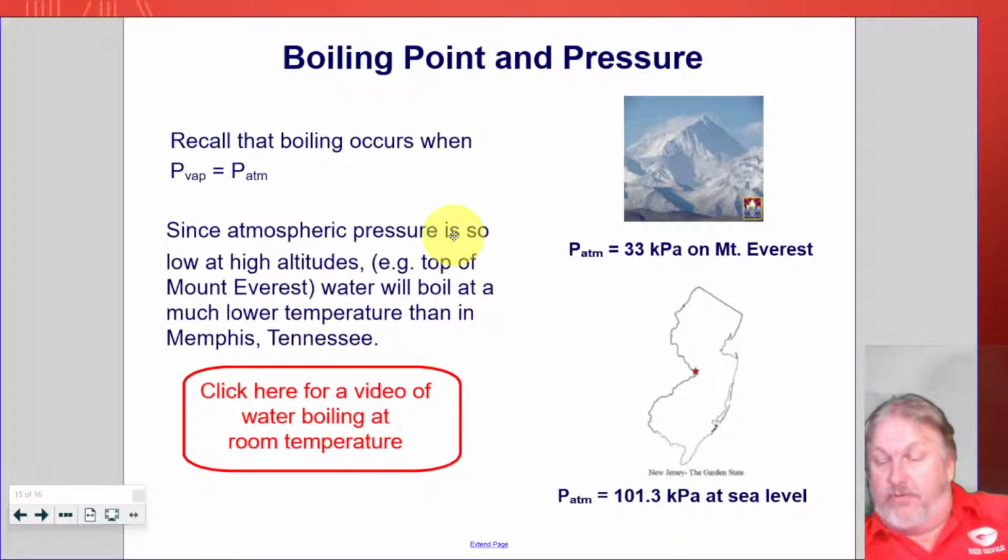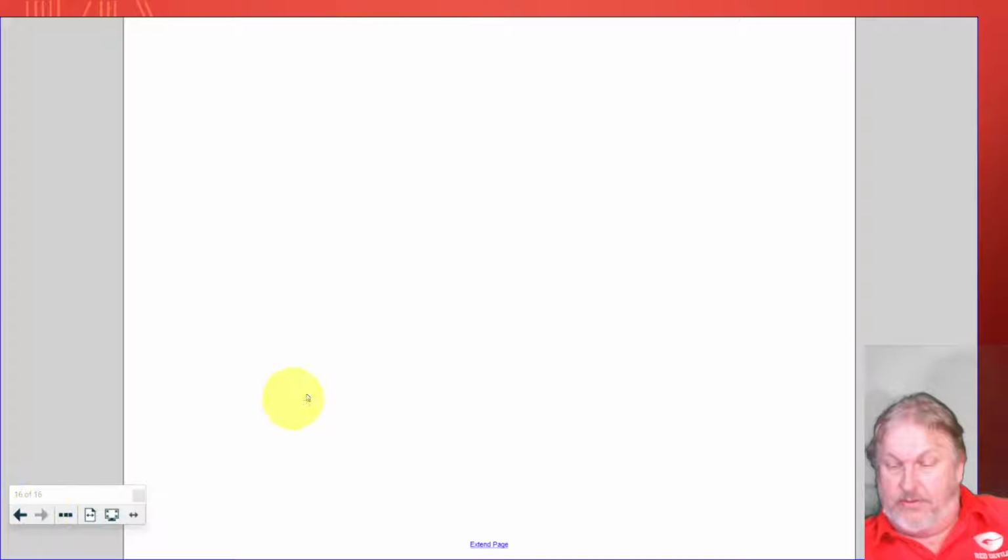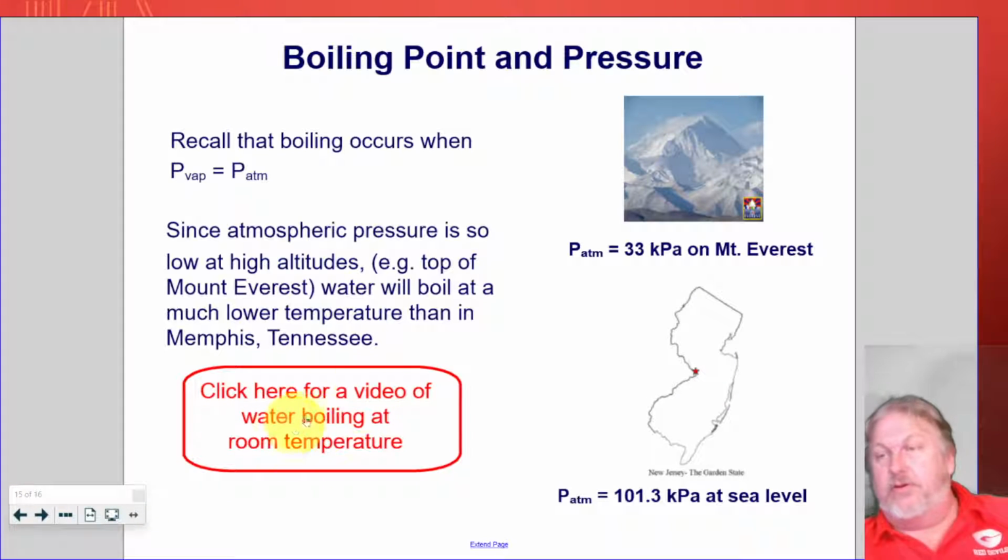So, recall this, that boiling is what? When the vapor pressure equals atmospheric pressure. Since the atmospheric pressure is so low at high altitudes, like in Denver, Colorado, or top of Mount Everest, the water will boil at a much lower temperature than here in Memphis, Tennessee. All right? So, we have to cook stuff longer when we're on Mount Everest. And we're going to do something in class. We'll see if we can't boil some water at room temperature. I bet you we can.